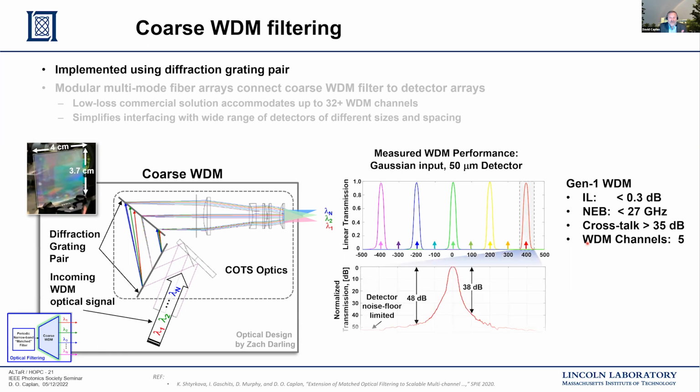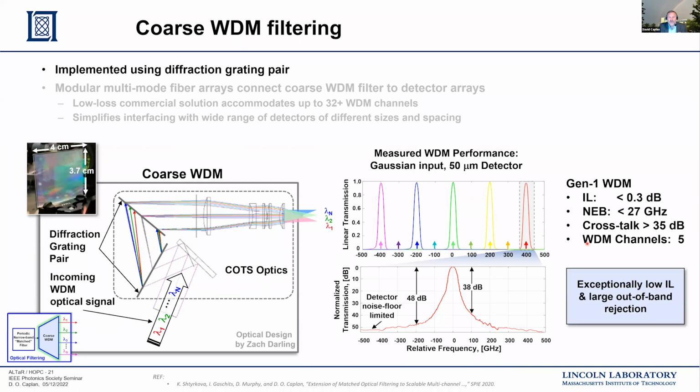And if we look in detail at one of the representative channels, you can see the interchannel isolation and the overall rejection is quite good on the order of 40 to 50 dB, which is exactly what we're hoping for with this design. Essentially, we got exceptionally low insertion loss and large out of band rejection.